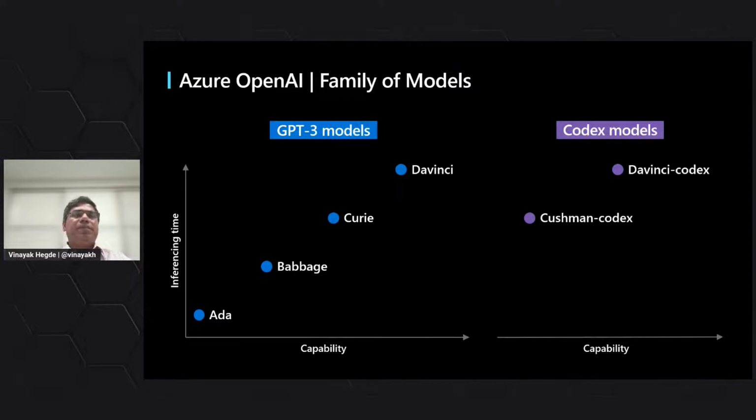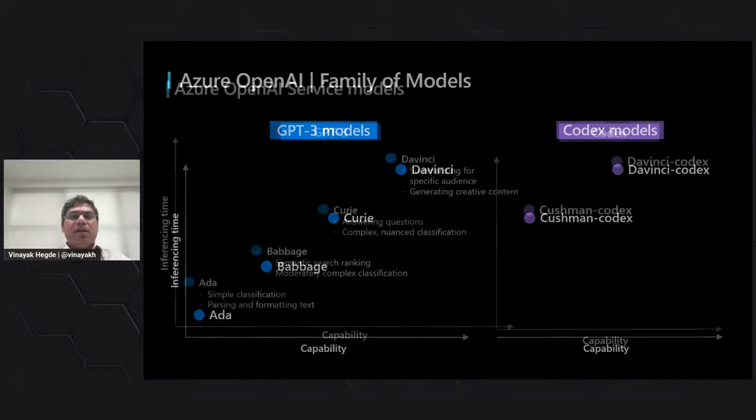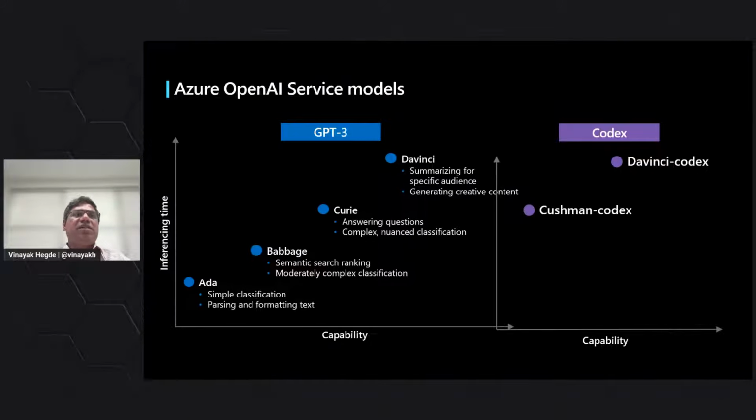Another way to look at the models, especially the GPT-3 models, is something like this, right? So you have the Ada, Babbage, Curie, and Da Vinci, and you can see on the left-hand side, it tells you the amount of inferencing time, and also on the lower bottom of your screen, it shows you the capability, right? So as you go from left to right, the capability of the model increases, but also the inferencing time increases, right? And then the Codex models, which are the Cushman Codex and the Da Vinci Codex, which have the same kind of capability. And in this slide, you will actually see what each of those could be used for, right?